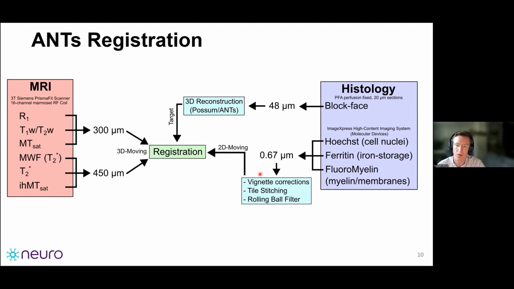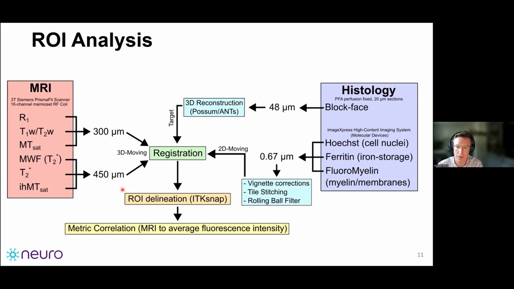To combine all the data presented here, again, we used the 3D block face as the target for the registration. The MRI was registered with a 3D affine and rigid registration, and the histology was a 2D registration because the slices were matched with the photograph, so we knew where they were. From there, we did manual ROI delineation in ITK-SNAP, and the MRI metrics were correlated to the average fluorescence intensity of each of these markers in the ROI.